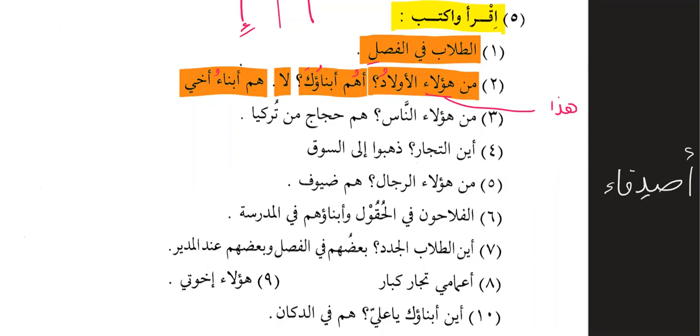So, نعم. طيب، أبناء أخي. What's the ruling for أبناء أخي? What do we call this? مضاف إليه. جيد. So, أبناء أخي. Which one is مضاف? The first one. أبناء. Just say أبناء. And then مضاف إليه is أخي. نعم. قاسم. موجود.